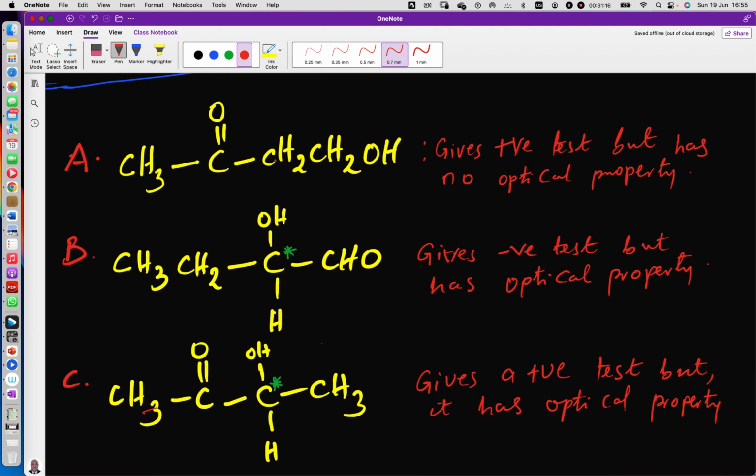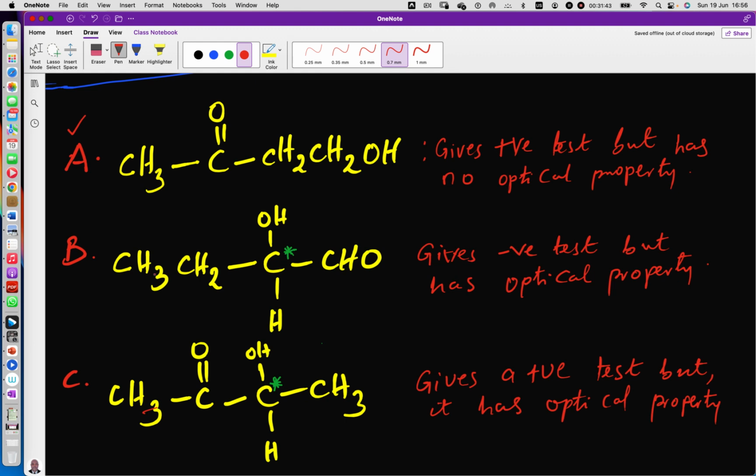This one here, yes, it has a methyl group that is attached to a carbon atom that has a functional group. In that case, this one will give a positive test, but it has no optical property. There's no optical isomerism here. So this one might be the right answer. A might be the right answer. Let's go to B.